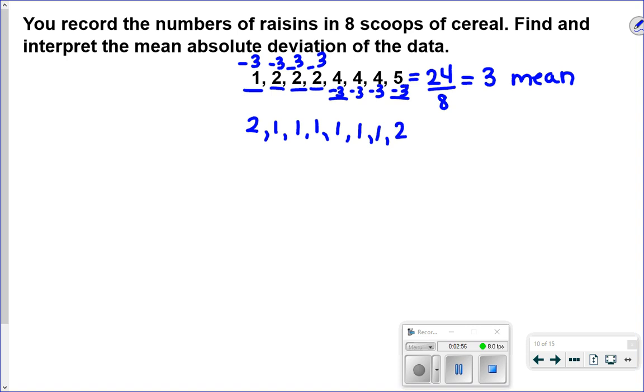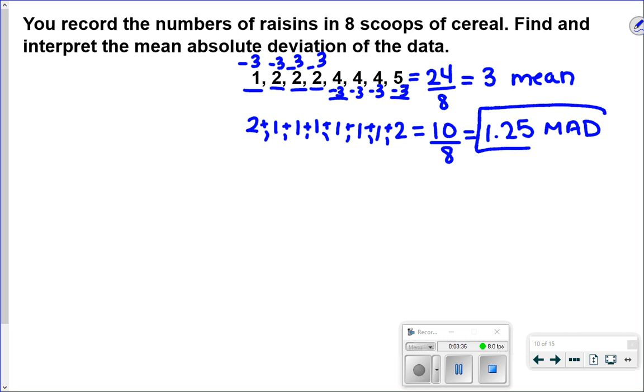So now I'm going to find the mean of my new numbers. I'm going to add them together: 2 plus 1 plus 1 plus 1 plus 1 plus 1 plus 1 plus 2. That gives me an answer of 10. I still have 8 numbers, so I'm still dividing by 8. I'm going to do 10 divided by 8, and I get 1 and 25 hundredths. Unless they tell me to round my MAD, I'm not going to. I'm just going to write the exact answer. So 1 and 25 hundredths, that's my mean absolute deviation.